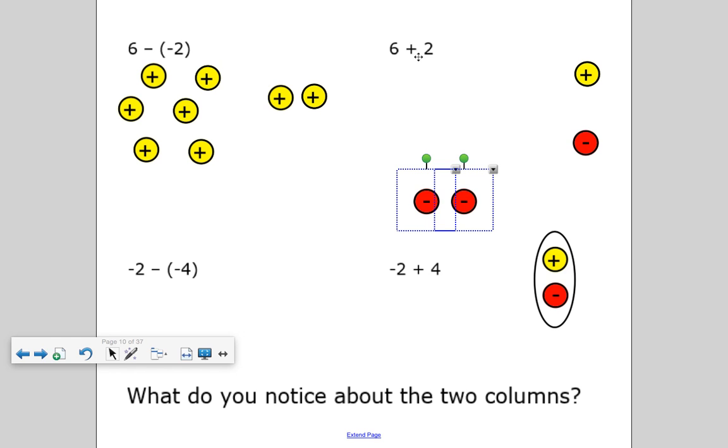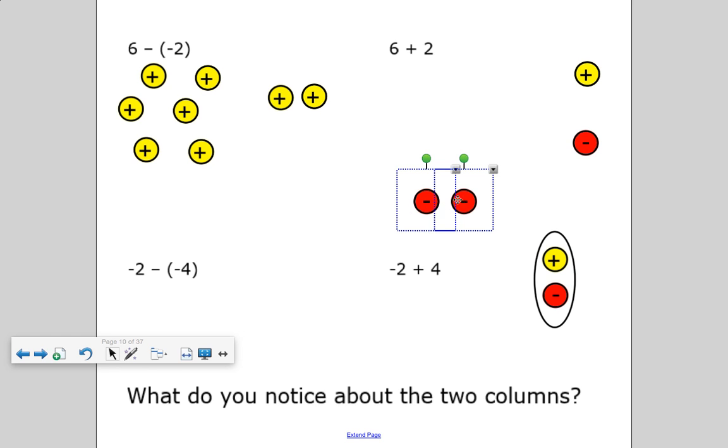Hey, what is 6 plus 2? 8. So we started with 6. We're adding 2 positives to it. 6 add 2 positives.